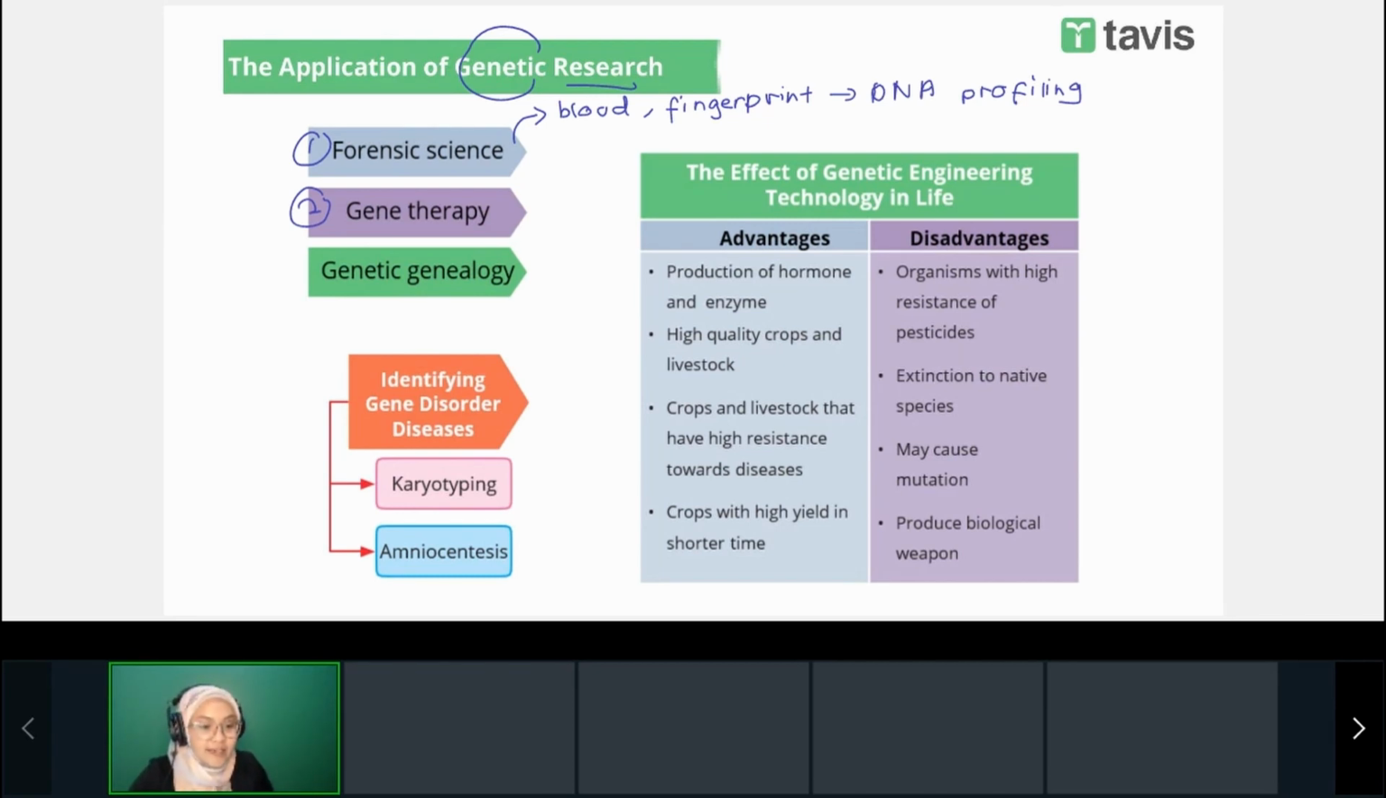Okay, genetic genealogy is basically to identify the pedigree of the family. It needs a DNA test.